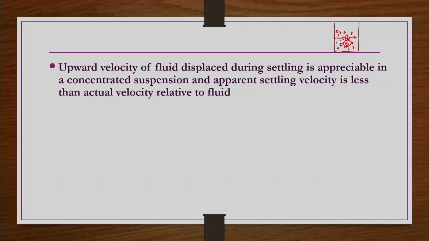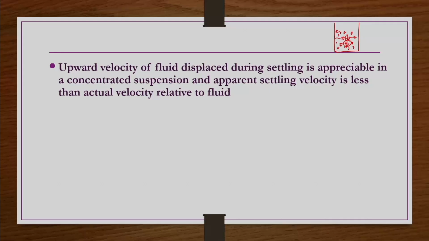So the upward motion of the fluid is much more appreciable. It cannot be very small, as in the other cases we have seen, right. Because of this appreciable upward velocity of the liquid, the apparent settling velocity of the particle is going to be much smaller compared to the actual relative velocity between the fluid and the particle. That is because of the upward motion of the fluid.